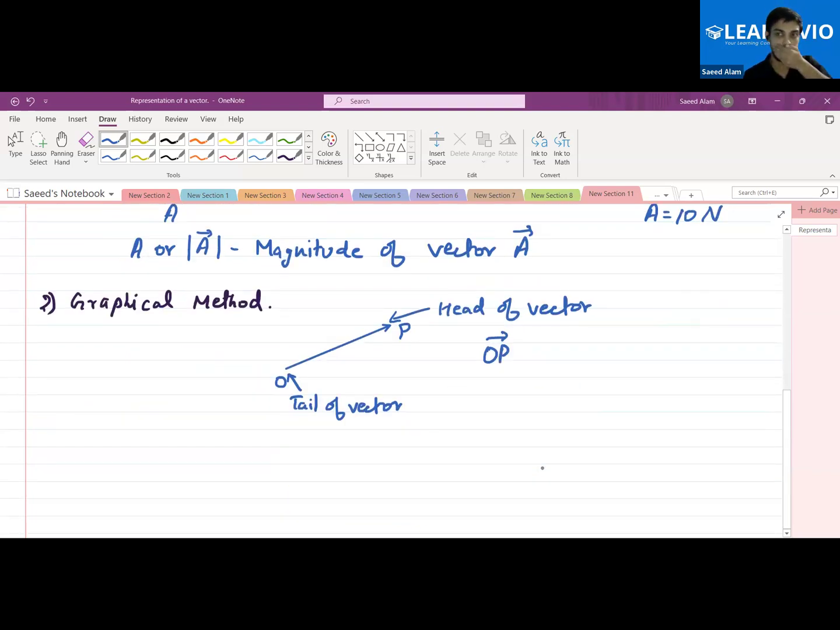Now we'll write the properties of a vector.